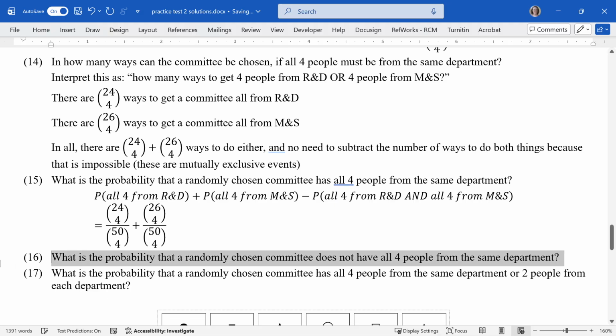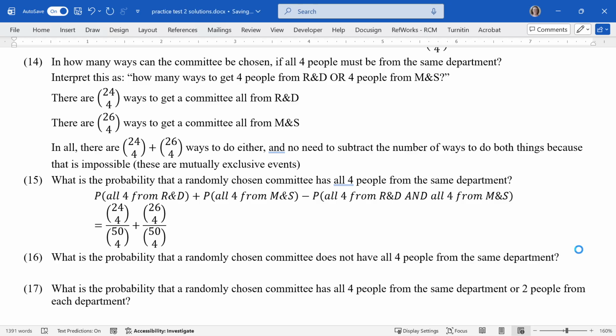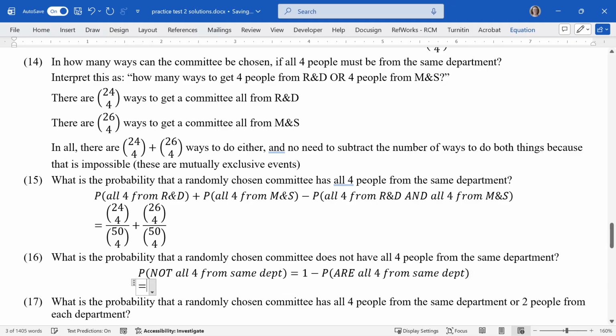What is the probability that a randomly chosen committee does not have all 4 people from the same department? Okay, so basically this is the same as 15. I've just put the words does not in front of it to make it the opposite. So when you want the probability of the opposite of an event happening, you just do 1 minus the probability of that event. So this is going to be probability of not all 4 from the same department. That's going to be 1 minus probability that they are all 4 from the same department. Okay, so that's just 1 minus whatever we got on the last question here.